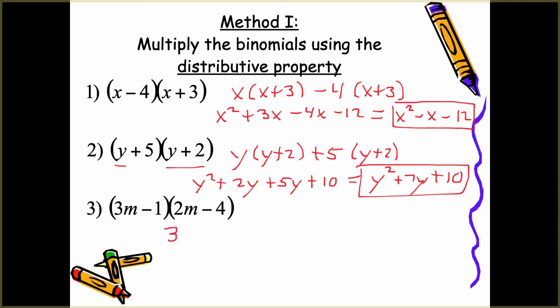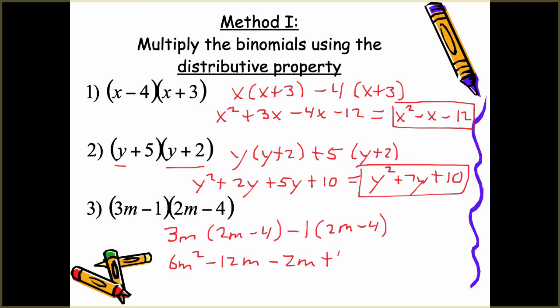We're going to have 3m. We're going to multiply it by 2m minus 4. Then we're going to take the minus 1 and also multiply it by 2m minus 4. So 3m times 2m is 6m squared. 3m times negative 4 is negative 12m. Negative 1 times 2m is negative 2m. And negative 1 times negative 4 is a positive 4.